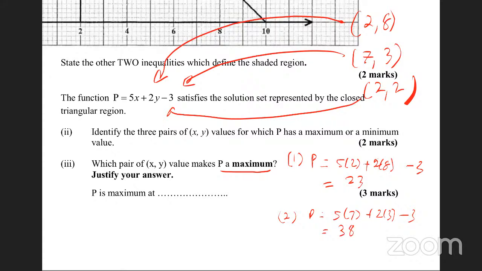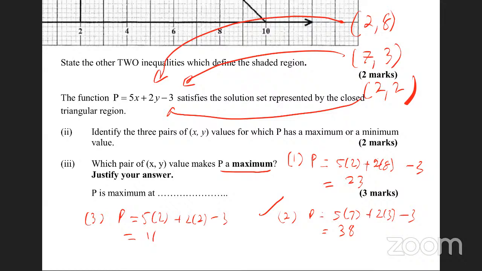Right? And the third one will be P is equal to 5 by 2 plus 2 by 2 minus 3, which is 11. Correct? So which one gives you the maximum? 7, 3. Which one gives you the minimum? 2, 2. Nice. So that's the way you do a linear programming, right?